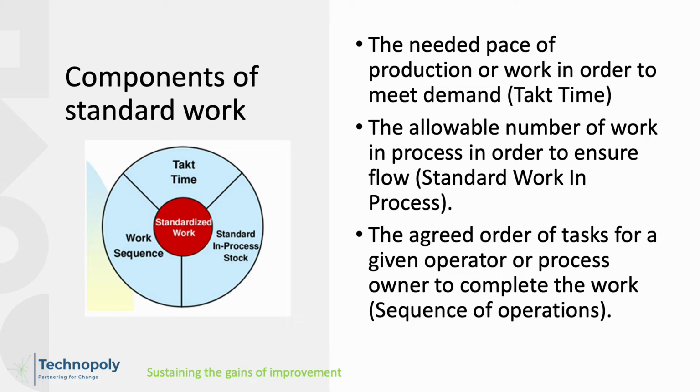Second, it talks about having what we call a standard work in process, meaning you need to be able to determine the allowable number of work in process in order to ensure flow. We don't want to overburden the inventories or the work inside the process, thereby creating problems later on. And finally, there has to be an agreed order of tasks for each operator in order to understand what is the right sequence of job or task to be done.